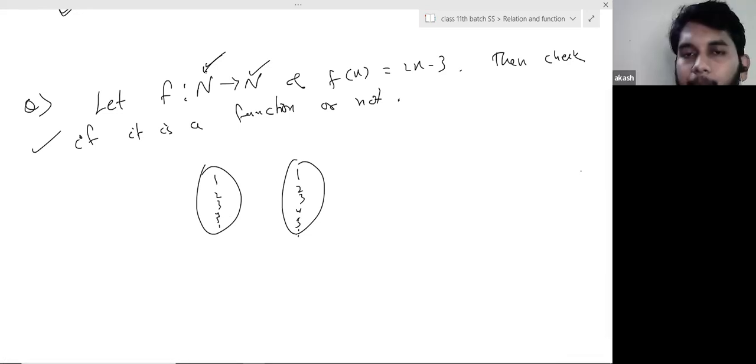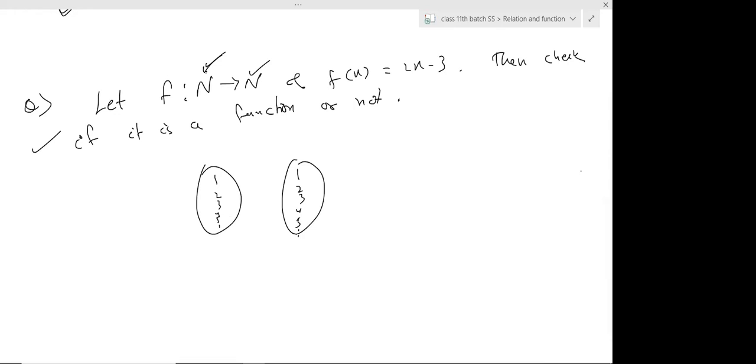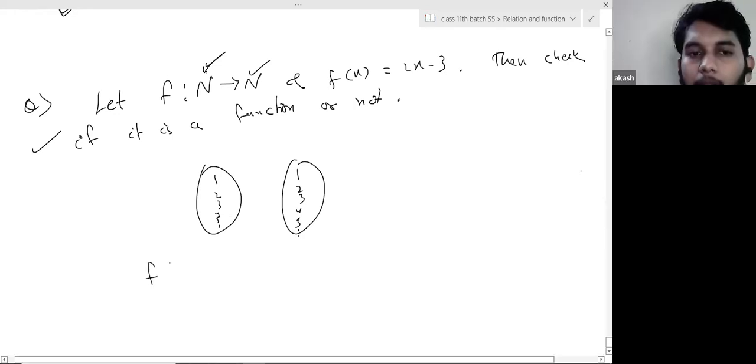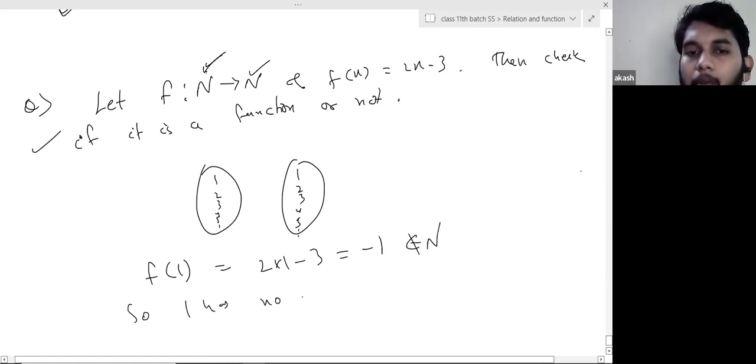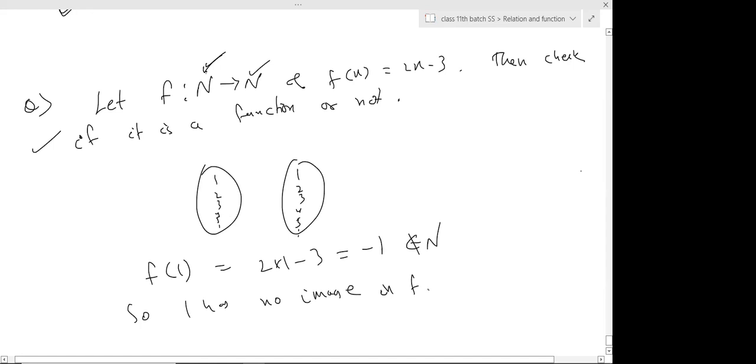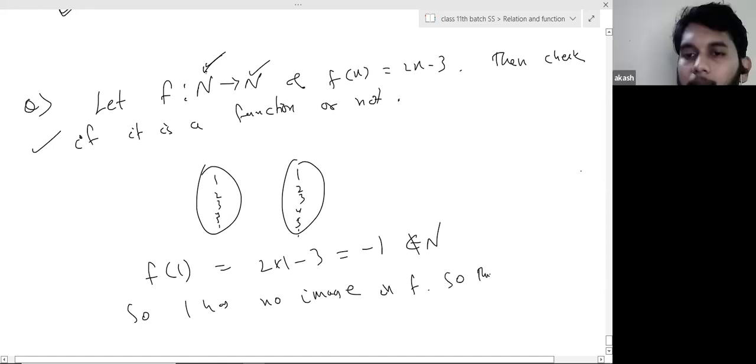Why? Because for 1 we are getting -1. Absolutely right. So we can check that for f of 1, we are getting 2 into 1 minus 3, that is -1. And this does not belong to natural numbers. So 1 has no image in f. So this is not a function.